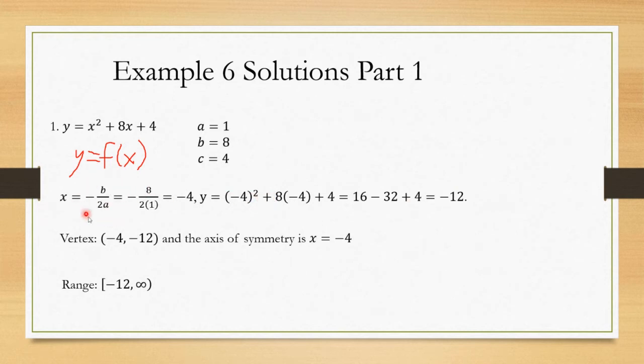So again, I'm just plugging it in. This is the x coordinate of the vertex. For this problem, we have this. Plug it into the function, we get the y coordinate. And so our vertex is actually this point. And the axis of symmetry is x equals the x coordinate of the vertex. So it's x equals negative 4.